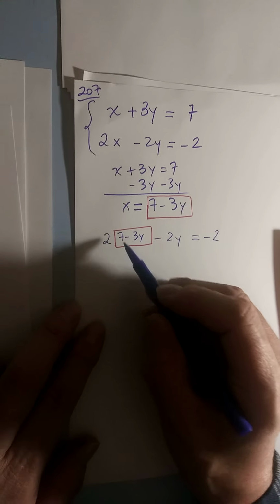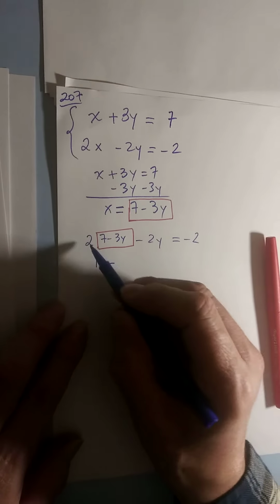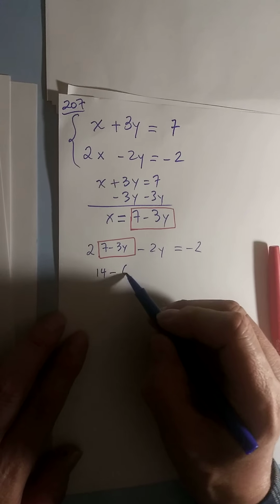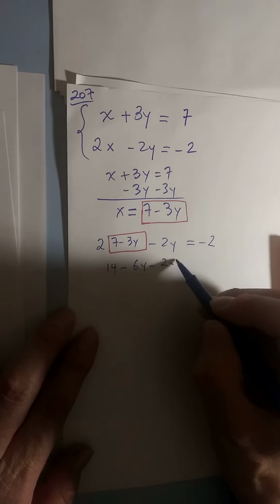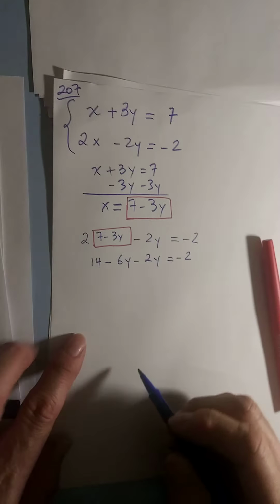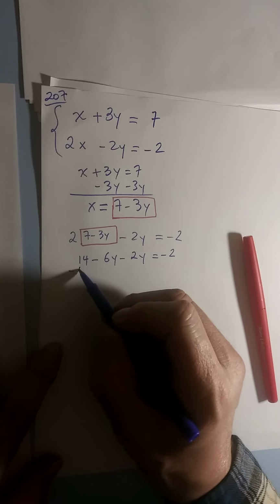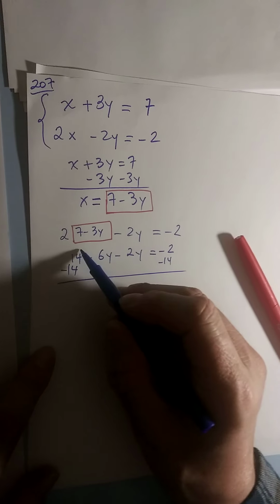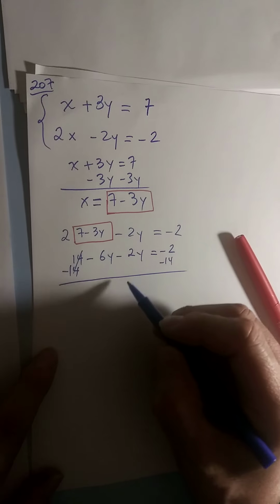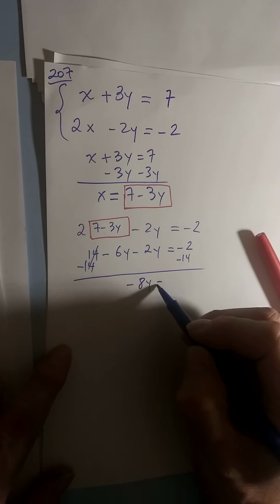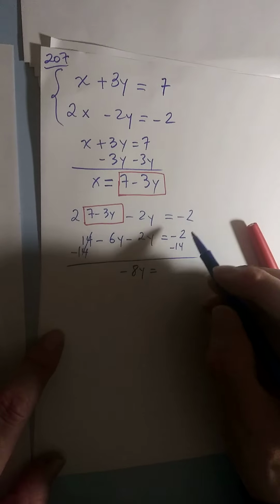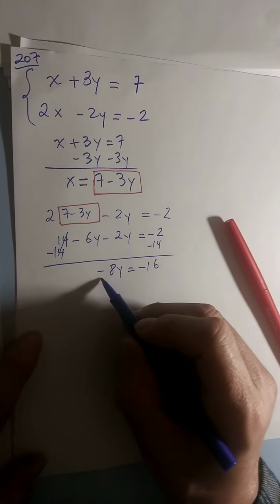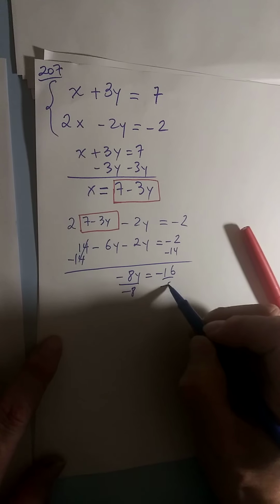So we need to multiply 2 times 7, which is 14. Distribute 2 times minus 3 is minus 6y. Minus 2y equals minus 2. Okay, subtract 14 from both sides. So the 14 is cancelled. Minus 6y minus 2y is minus 8y. And then the right side is minus 2 minus 14, which is minus 16. Divide both sides by minus 8.